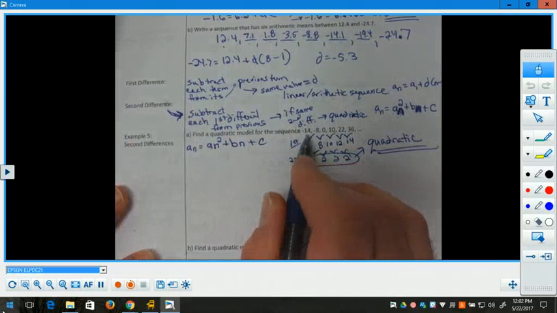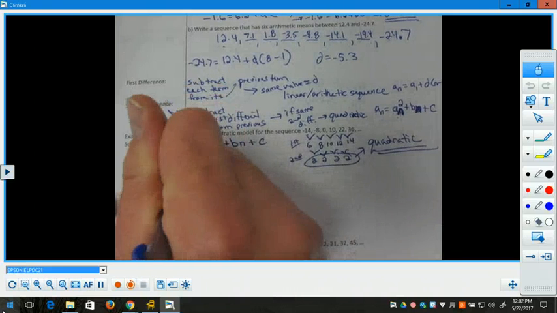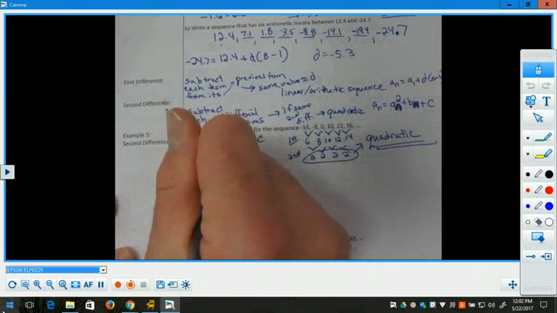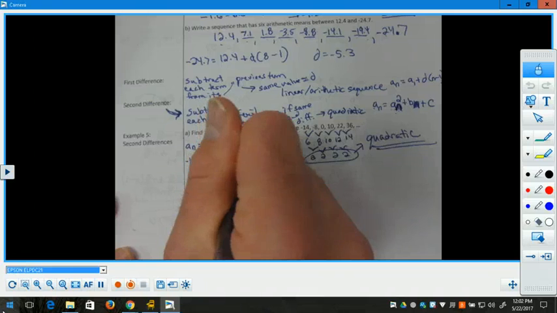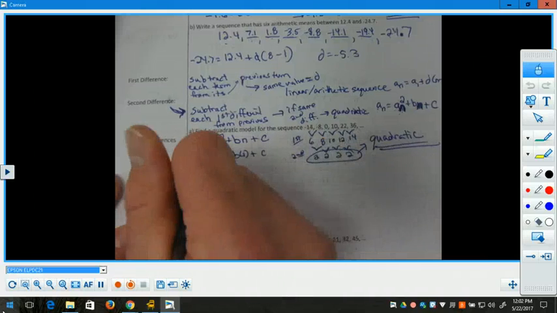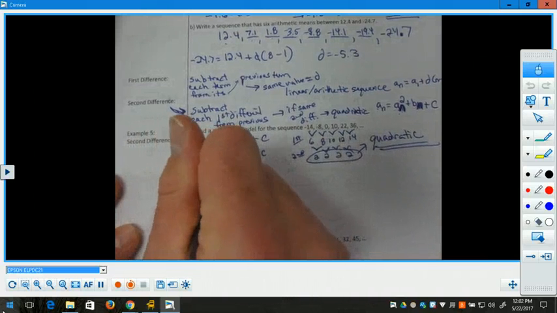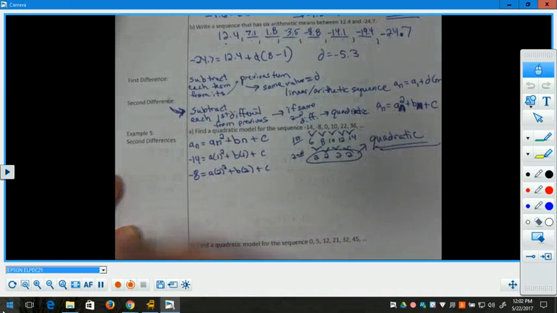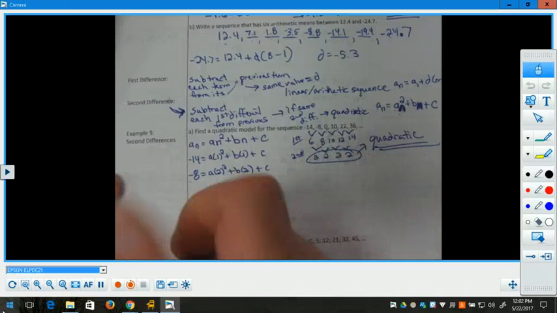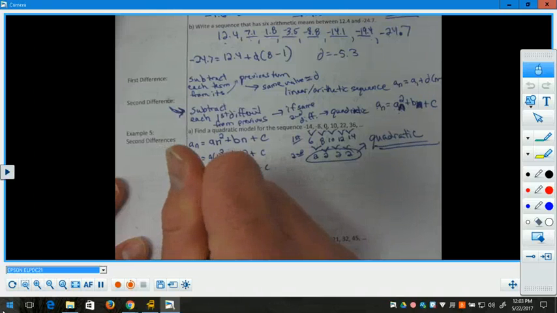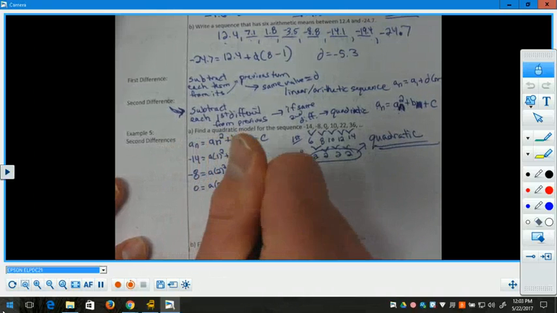For the first term, wow, oh, I'm looking at the wrong problem. Its output is negative 14, and so that's going to be a times 1 squared plus b times 1 plus c. And for our second one, we have an output of negative 8, and that's a times 2 squared plus b times 2 plus c. And for our third position, we have an output of 0, and that's a times 3 squared plus b times 3 plus c.